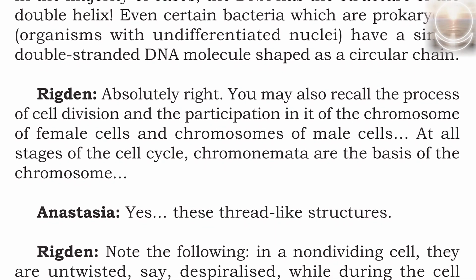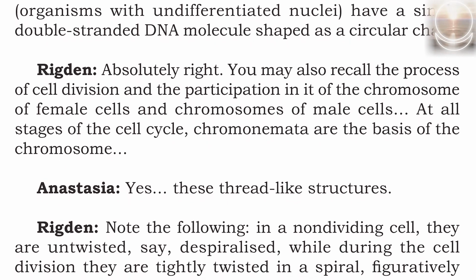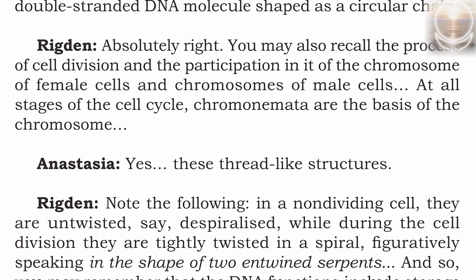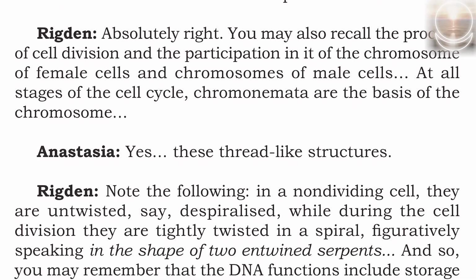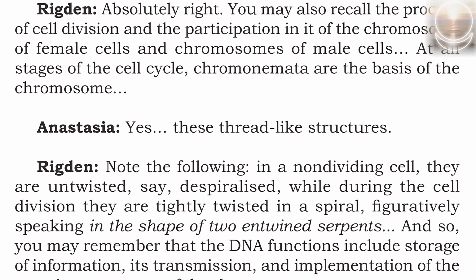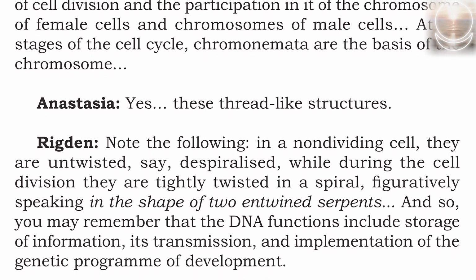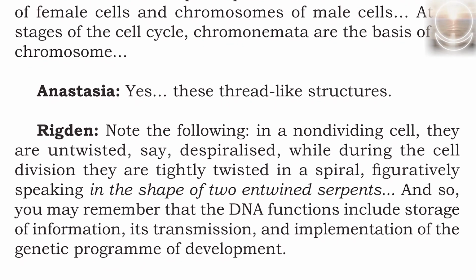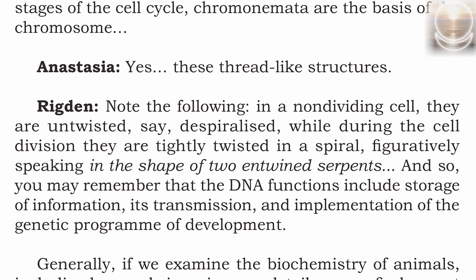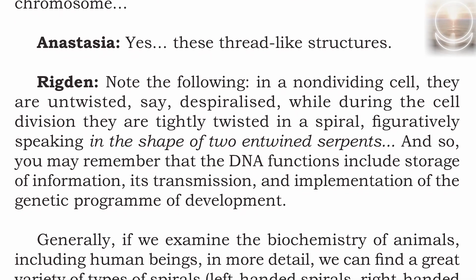You may also recall the process of cell division and the participation in it of the chromosomes of female cells and chromosomes of male cells. At all stages of the cell cycle, chromonemata are the basis of the chromosome. Anastasia, yes, these thread-like structures. Rigdon, note the following. In a non-dividing cell, they're untwisted, say despiralized, while during the cell division they're tightly twisted in a spiral, figuratively speaking in the shape of two entwined serpents.